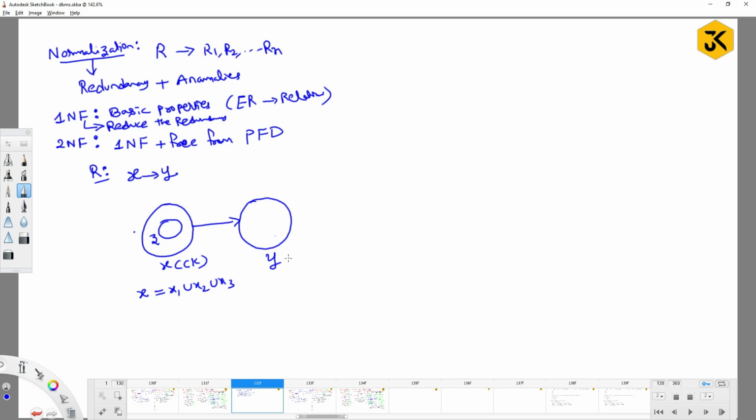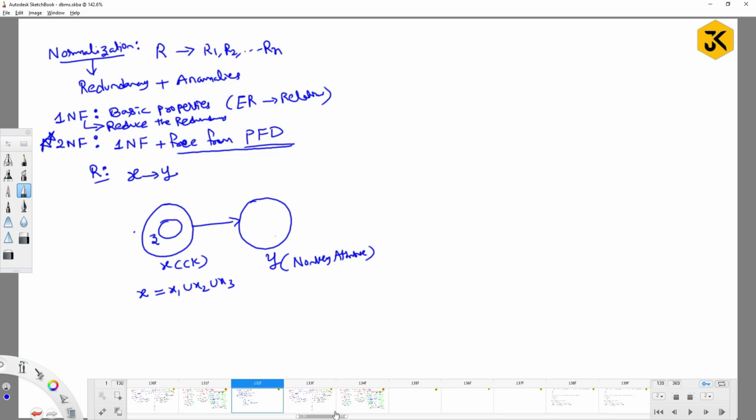In this scenario, Y is a non-key attribute, right? So simply I can say this is the definition of partial functional dependency. So our 2NF is more concentrated on eliminating partial functional dependency. We have also seen the reason why we are eliminating this partial functional dependency.